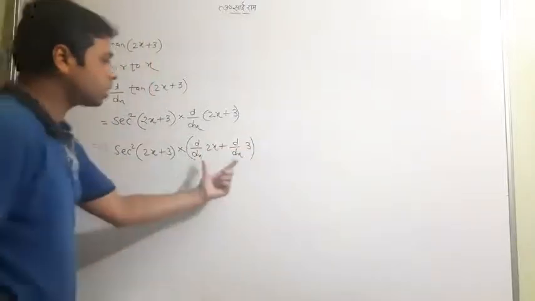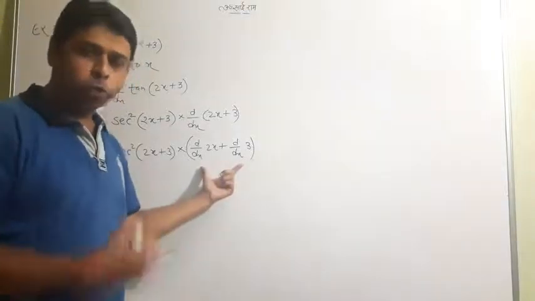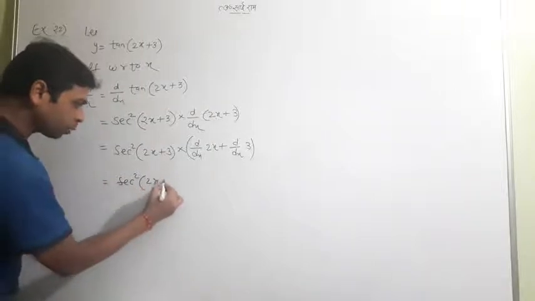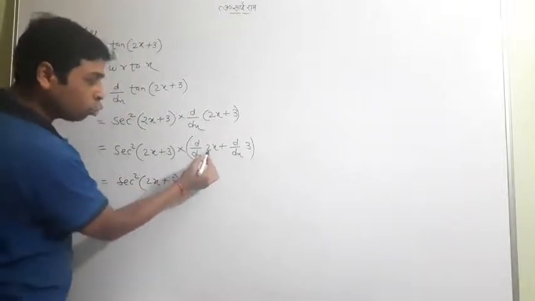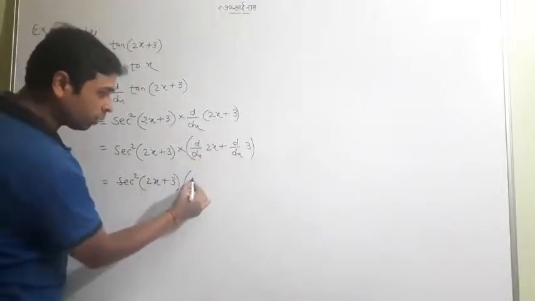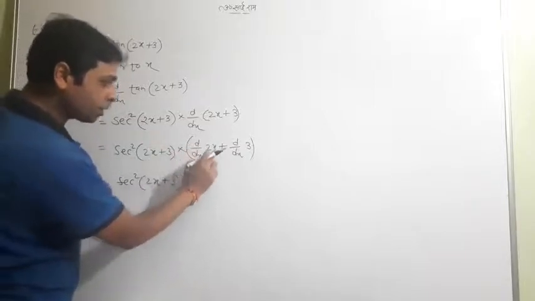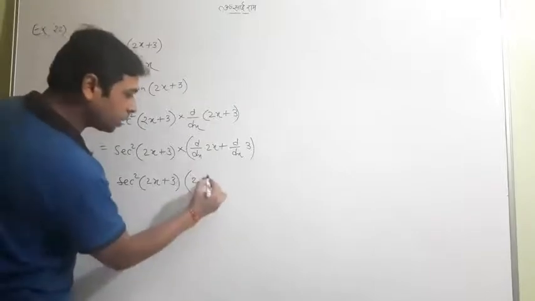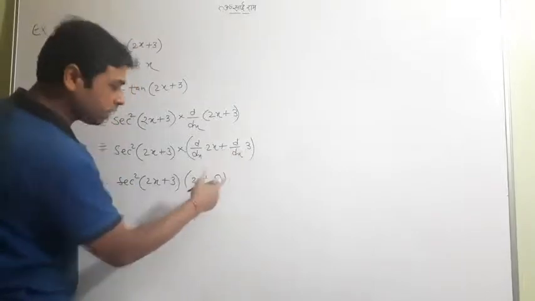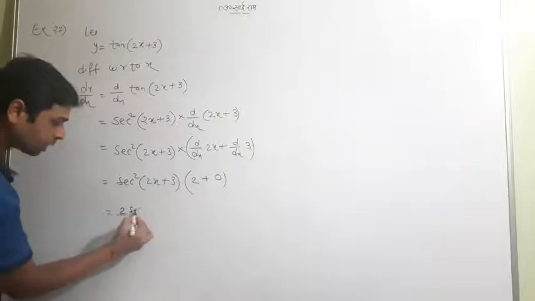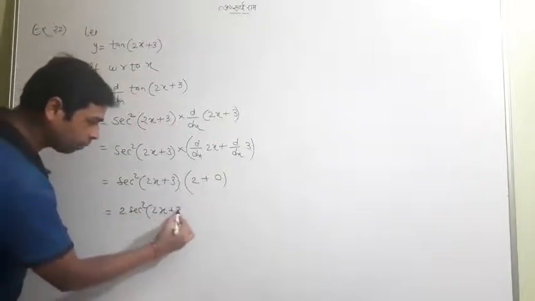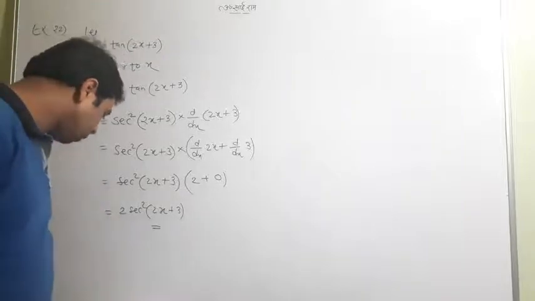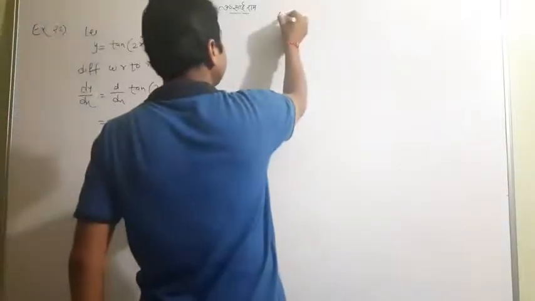So actually this step should be ignored and you should write the direct answer. This time I am writing the answer directly: sec square of 2x plus 3 times 2x, where 2 is a constant it will come after, and d by dx of x is 1. So 1 is ignorable, and plus 0 because 3 is completely constant. So your answer is only 2 sec square of 2x plus 3. This is the answer. I hope it is a very simple concept to you. I think you have got it. Now let's see the next example.